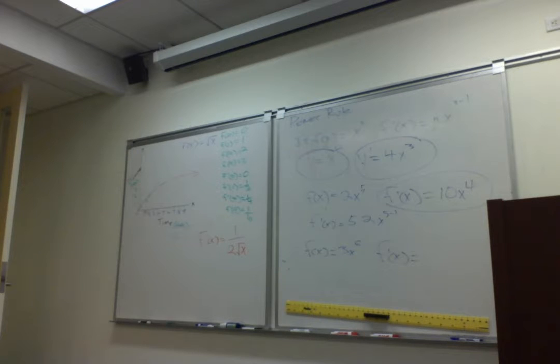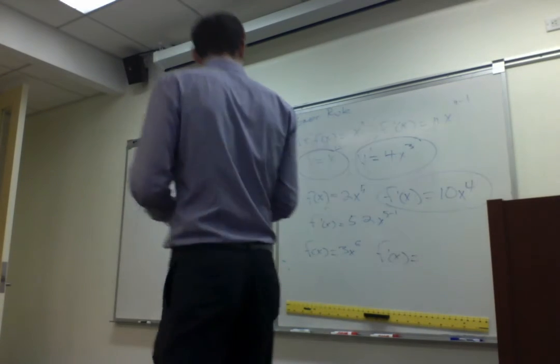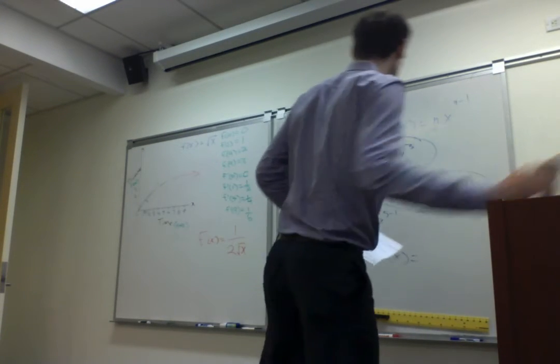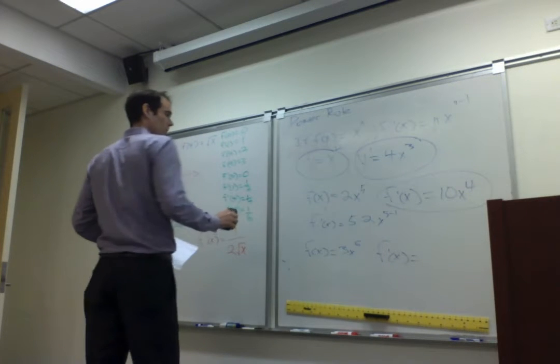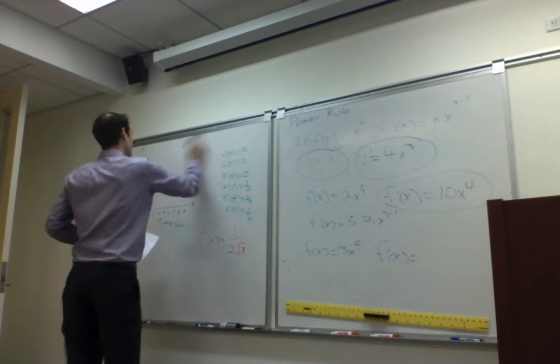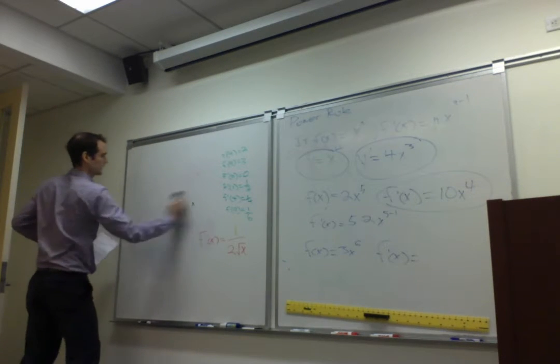Do you have it? 18 x to the 5th. That's it. Okay. Fantastic. All right, so that is the power rule. Valuable, cool stuff. All right, let's erase all this.